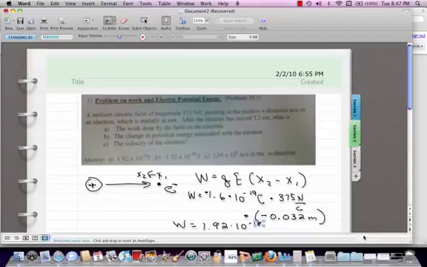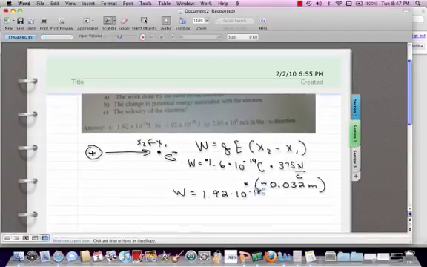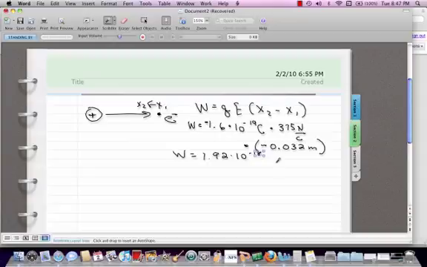Let me just move this down a little bit. So I have coulombs times newtons per coulomb times meters. The coulombs cancel and I'm left with newton meter, and a newton meter is a joule. So I'm going to have 1.92 times 10 to the minus 18 joules. So that's part A.